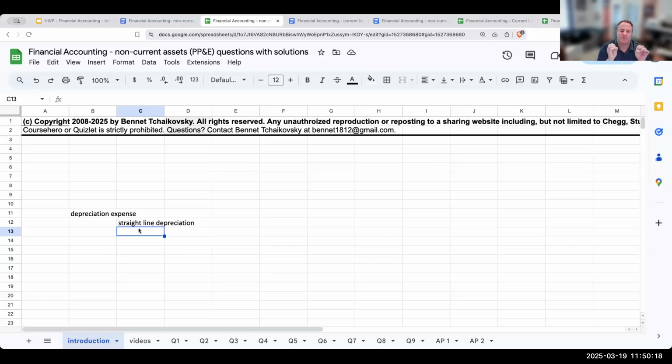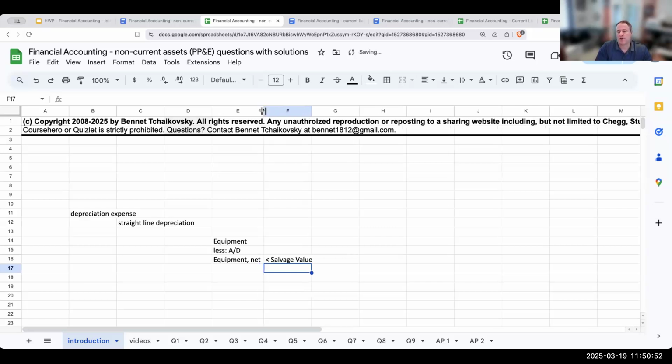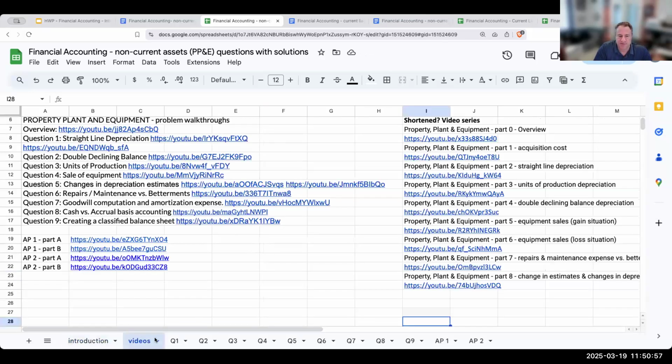But again, the key is you can never depreciate beyond salvage value, meaning my acquisition cost less my accumulated depreciation, a contra asset account, gives me equipment, net. And this equipment net can never be less than the salvage value. Ultimately, I'm going to depreciate up to the salvage value, but I can never go beyond it, meaning I can't take too much. I cannot over depreciate the assets.